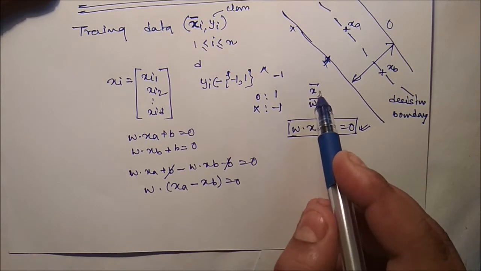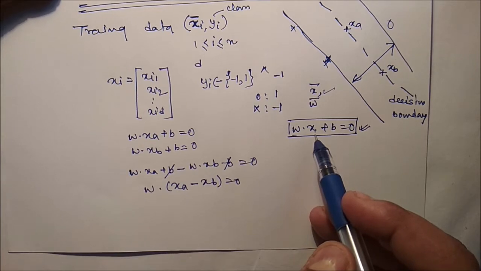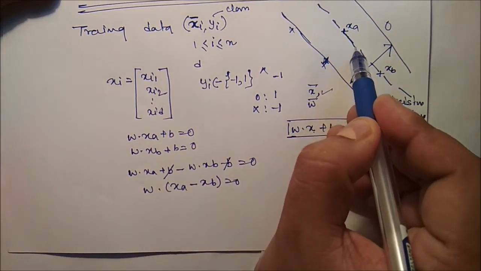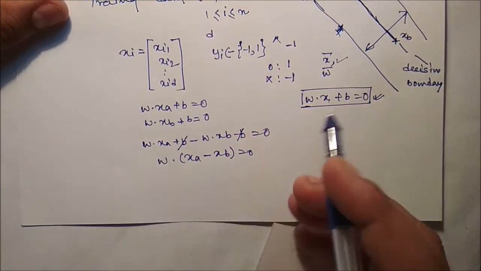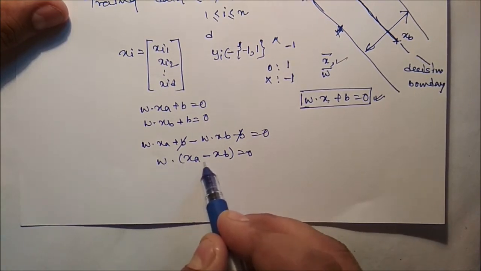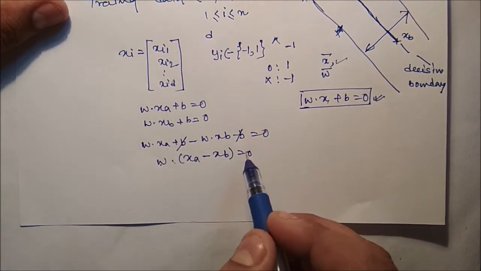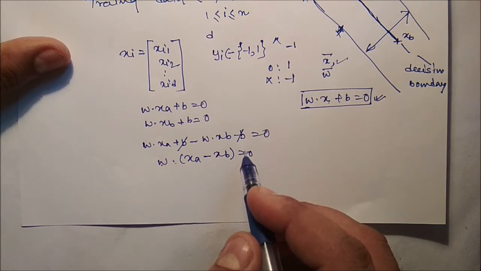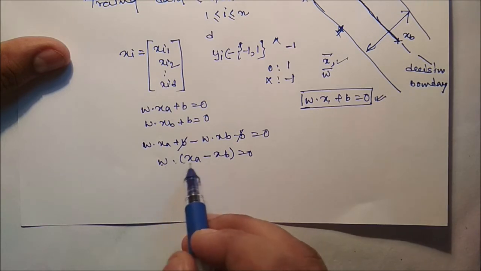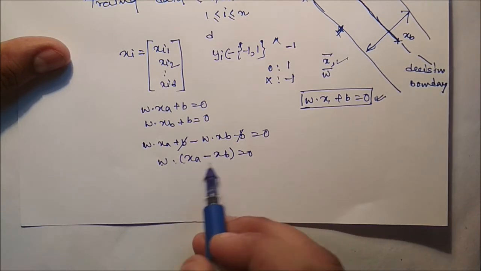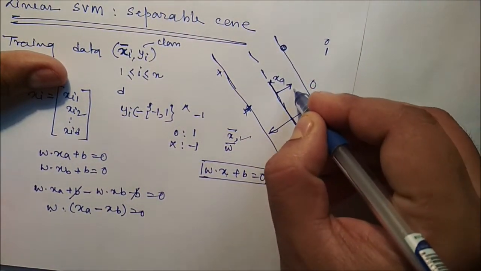Now w is a vector, and xa minus xb is also a vector parallel to the decision boundary. The product of w and the vector xa minus xb, which is parallel to the decision boundary, is 0. Hence the direction of w must be perpendicular to the decision boundary, since both are vectors and their dot product is 0. That means w must be perpendicular to the decision boundary. So w must be like this.